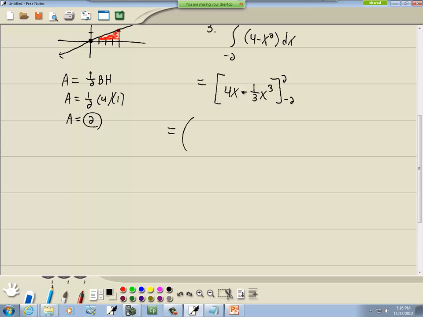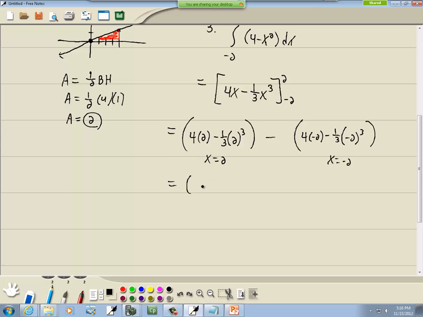Then we're going to plug 2 in. So I got 4 times 2 minus 1/3 times 2 to the third. So I just plugged in x equals 2. We're also going to plug in x equals -2. So I got 4 times -2 minus 1/3 times -2 to the third. And then you have a minus between them. It's always a minus between them.